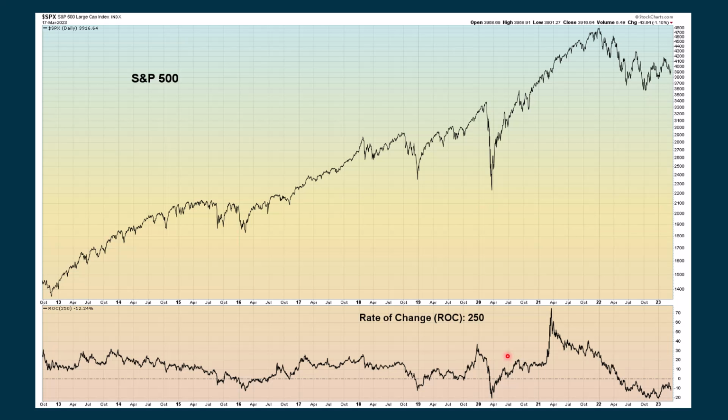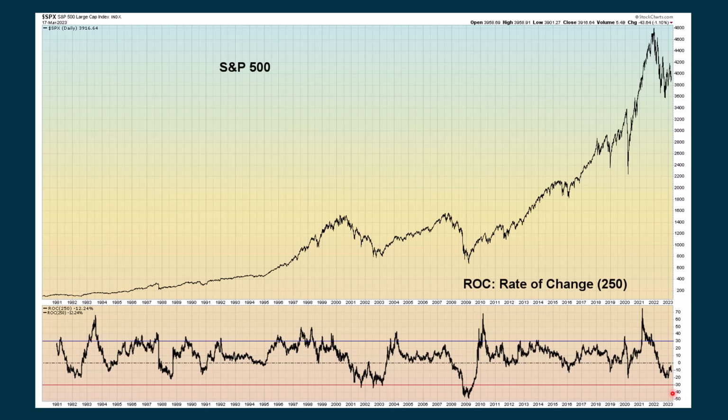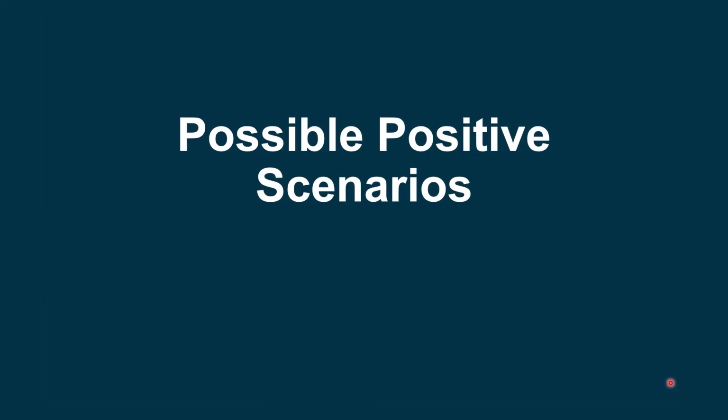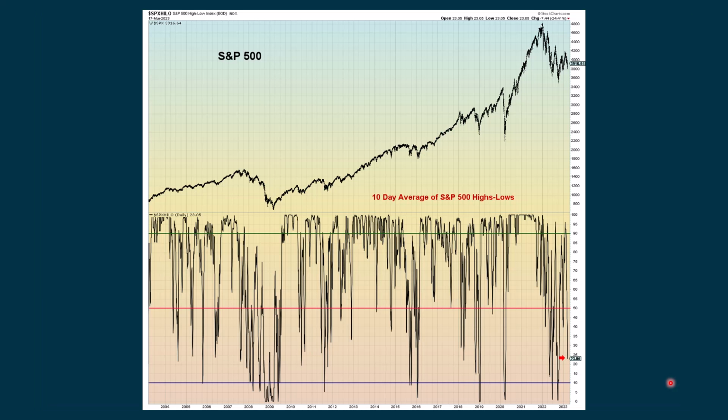A couple of rate of change charts. We have the 250 after hitting a double bottom back in October, and then in December we have been bouncing up, but now we're starting to come back down. Here's a much longer look at that same chart going all the way back to 1980. We do have support down at this -20 level, and we are showing a little bit of weakness. Some of our possible positive scenarios, but they're negative, so that's why I'm not really including them in the videos.